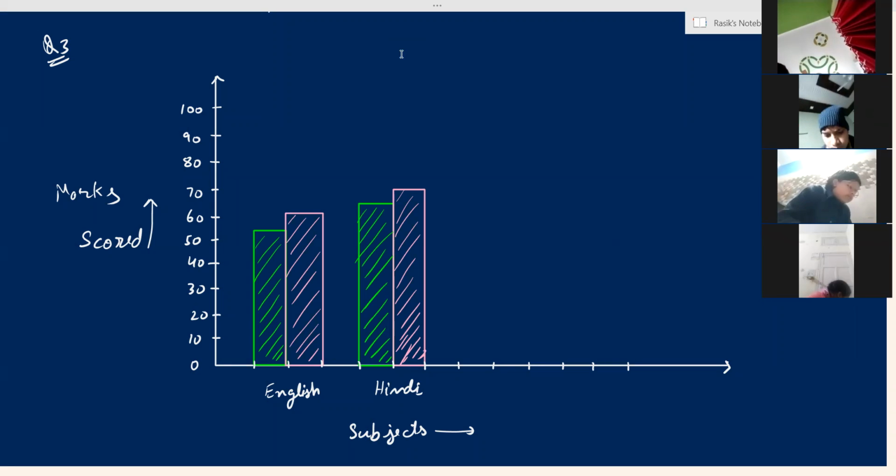Sir, I am asking, I have only 2 graph papers. Tomorrow also we will do it. You need only two graph papers, one more you need. That's it. Okay, sir.